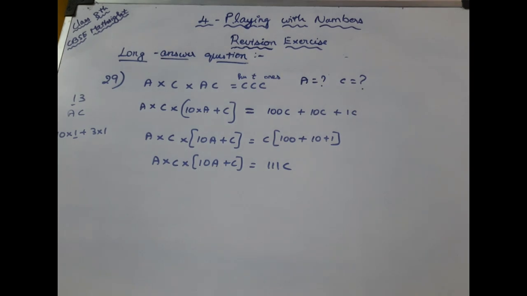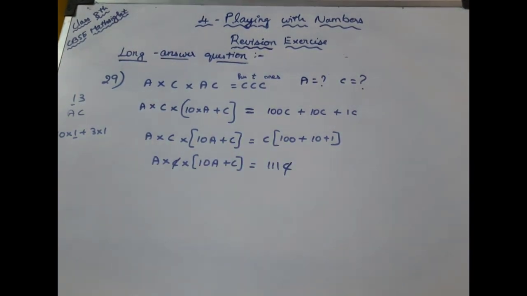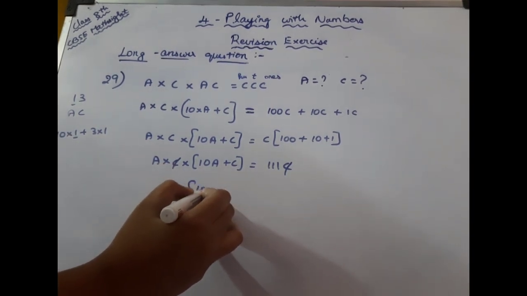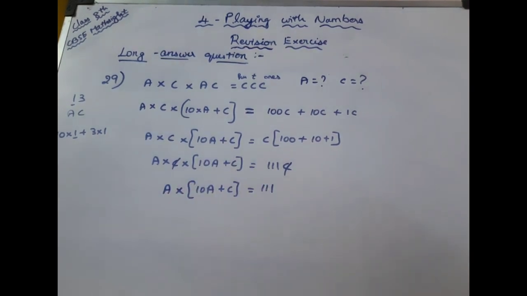Okay, so here we can see on both sides we have C. We can cancel the value of C. So the remaining will be A into 10A plus C equal to 101. So we can try to take the factors of 101.